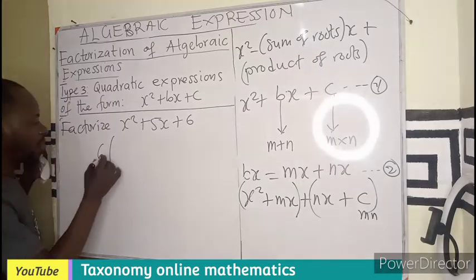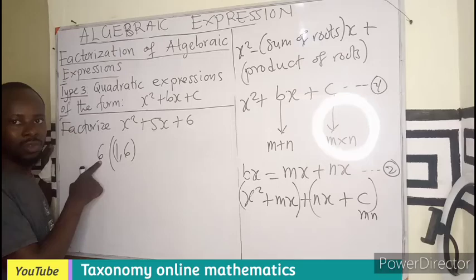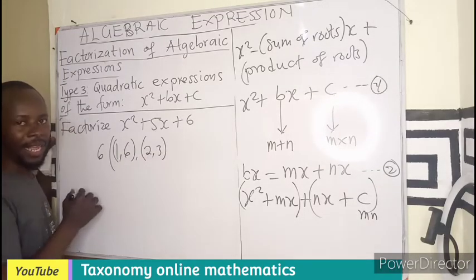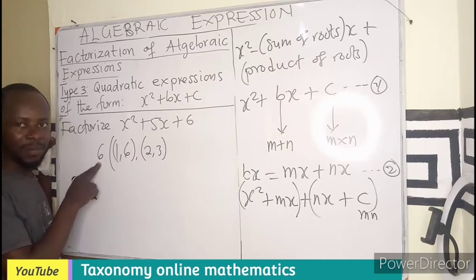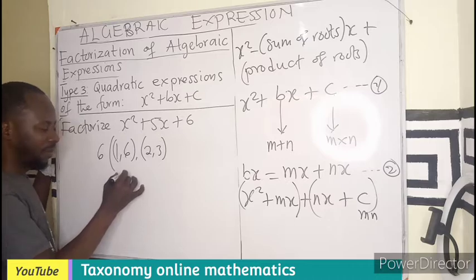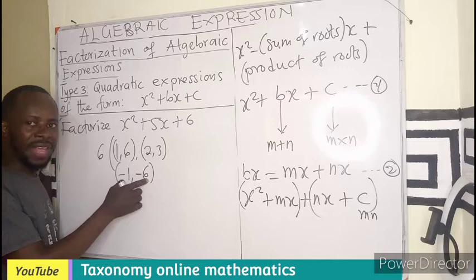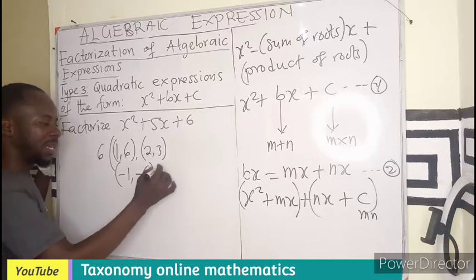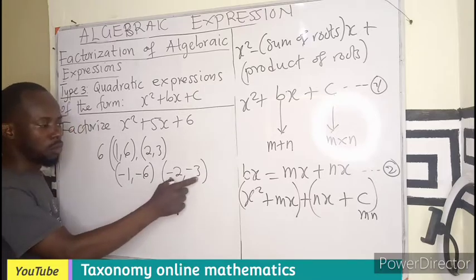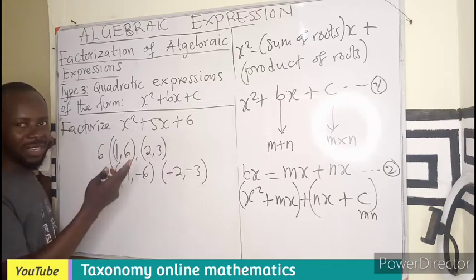Meaning, if I look out for 1 times 6, I get this. So that is the factor. If I take the factor of 2 and 3, I believe that also gives me 6. Apart from these two, we also have negative 1, negative 6. Don't forget, negative times negative gives me positive. Then I have negative 2, negative 3. Also the product gives me positive 6. So I have all the factors.